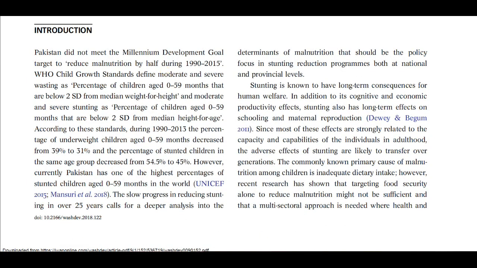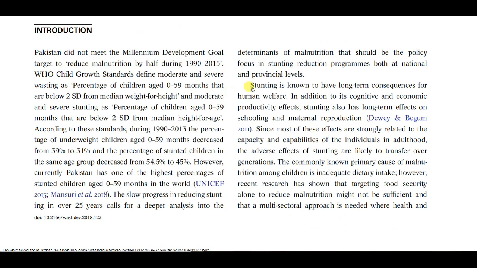The context is that Pakistan did not meet the Millennium Development Goal target of reducing malnutrition by half. It fell short significantly. Malnutrition has decreased recently, but I used data until 2015, and at that point undernutrition had increased. The problem is how to handle that. What are the reasons? That is the motivation behind this paper. What are the reasons why Pakistan is doing so poorly in reducing malnutrition?